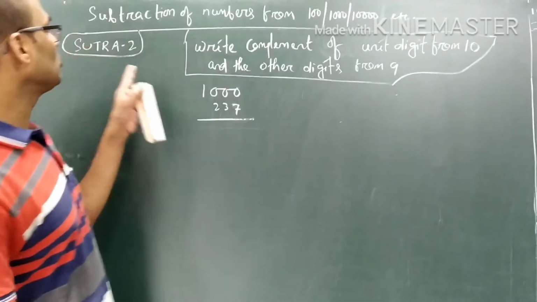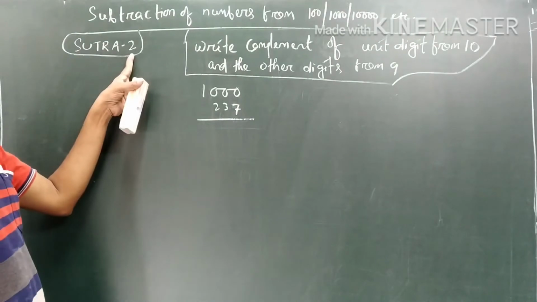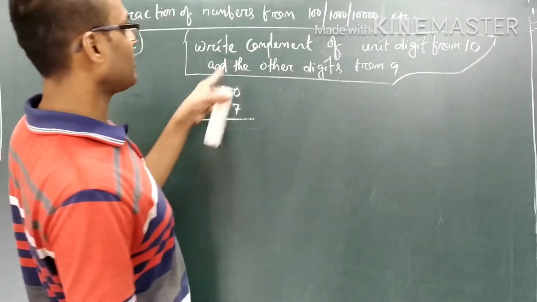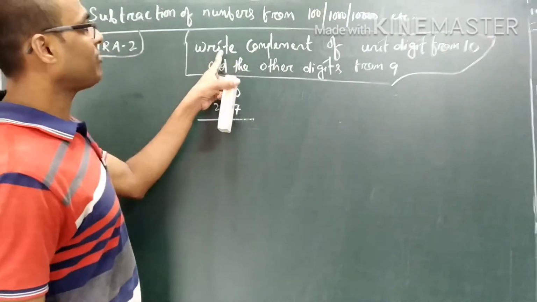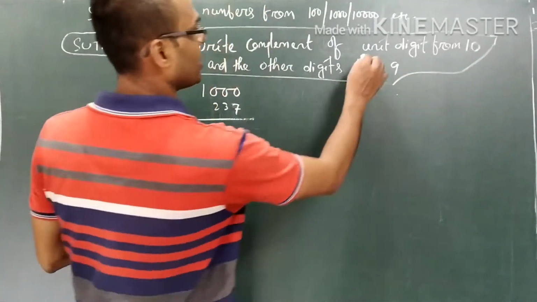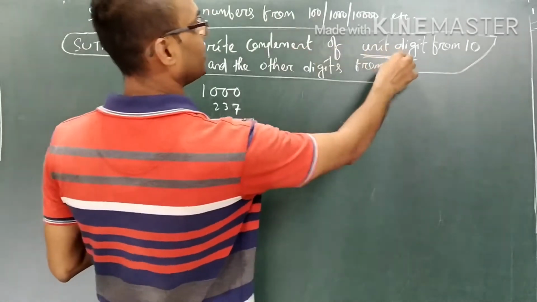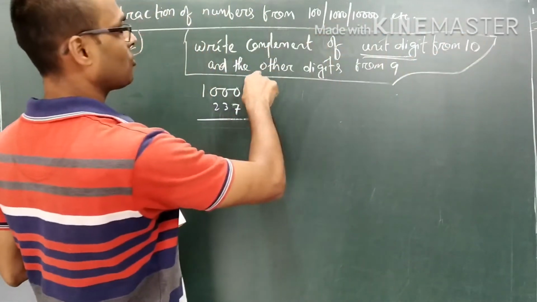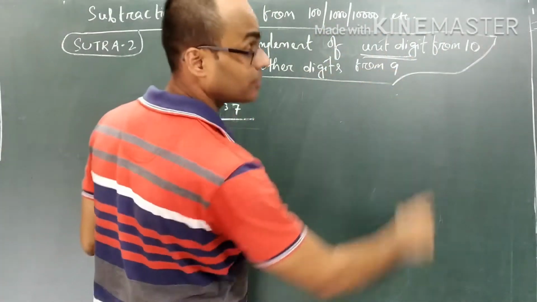But here we will use the application of Sutra 2, that is the Nikhilam method. Here actually what we have to do is find the complement of the unit digit from 10. Remember, the complement of the unit digit from 10 and the complement of the other digits from 9.